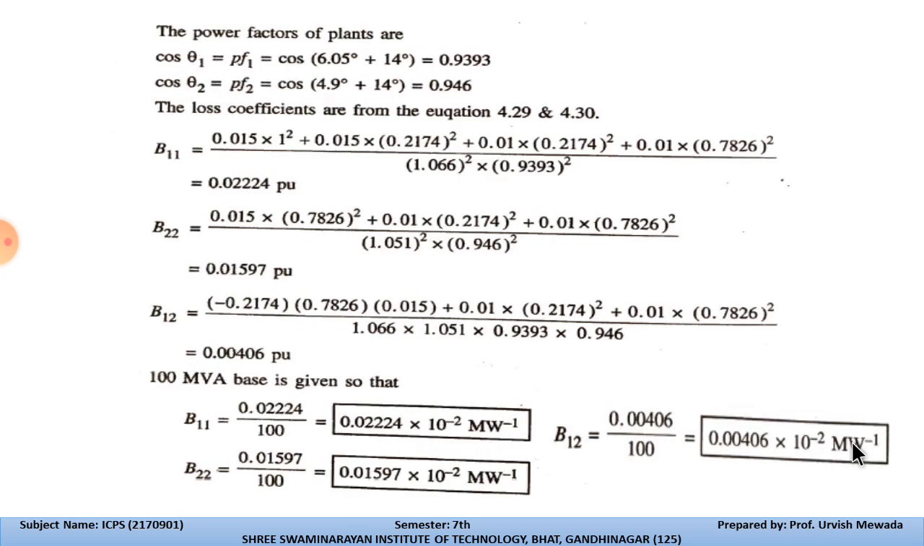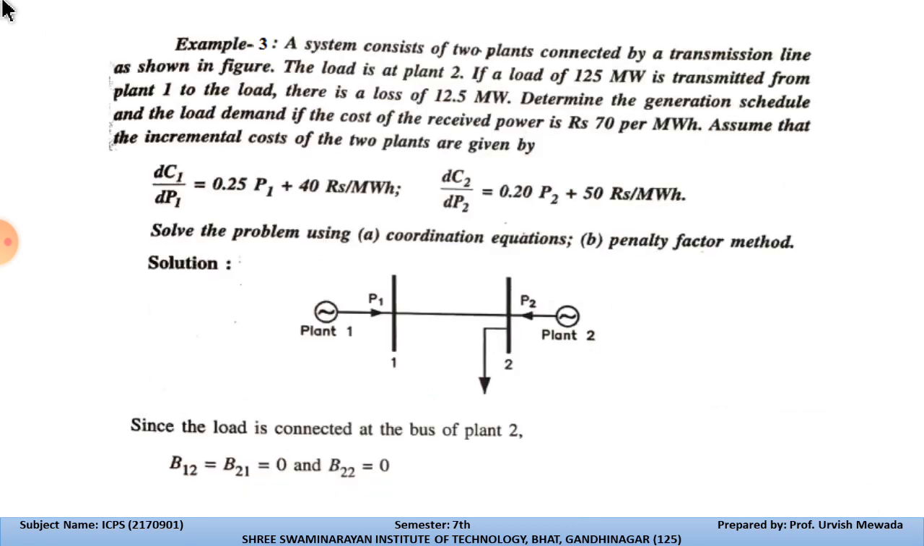Now let us discuss another example. Example number 3: in this it is given that the system consists of two plants which are connected by a transmission line as shown in the figure. The load is connected at plant number 2. If a load of 125 megawatt is transmitted from plant 1 to the load, then there is a loss of 12.5 megawatt. Determine the generation schedule and the load demand if the cost of the received power is 70 rupees per megawatt hour.